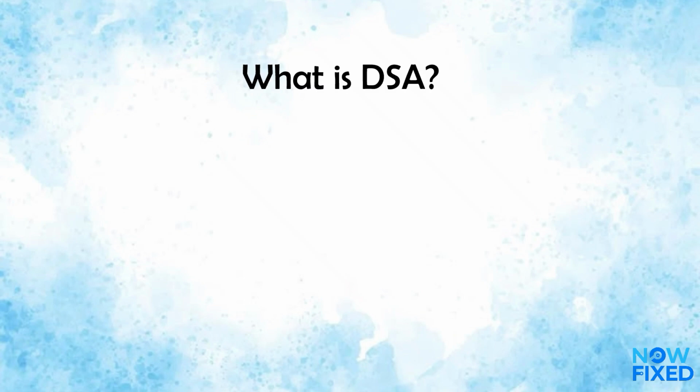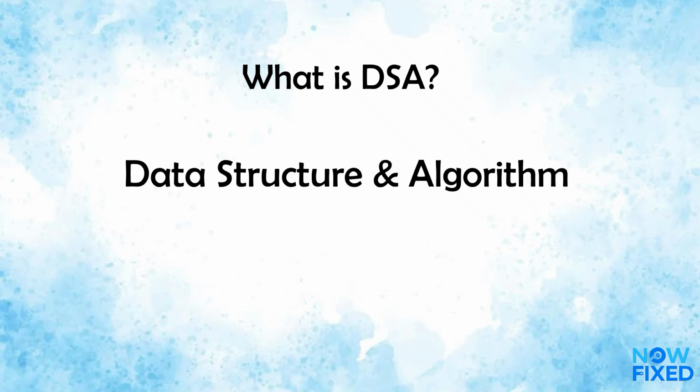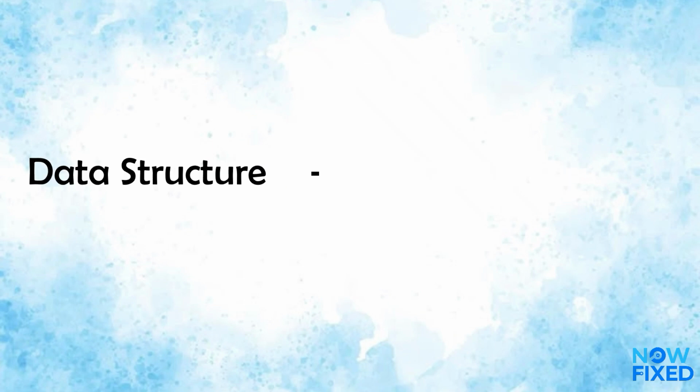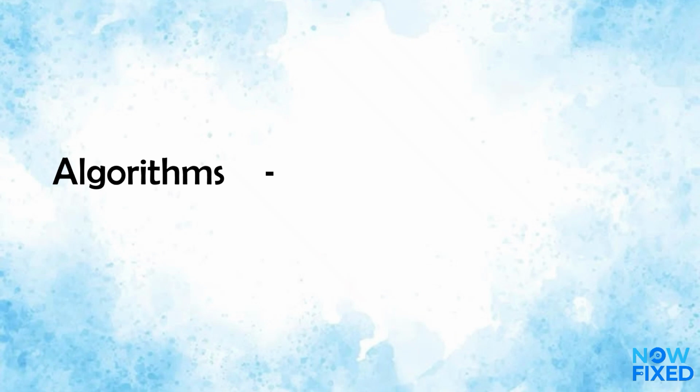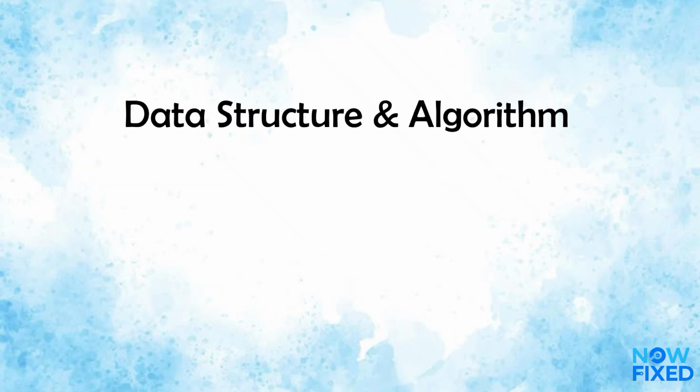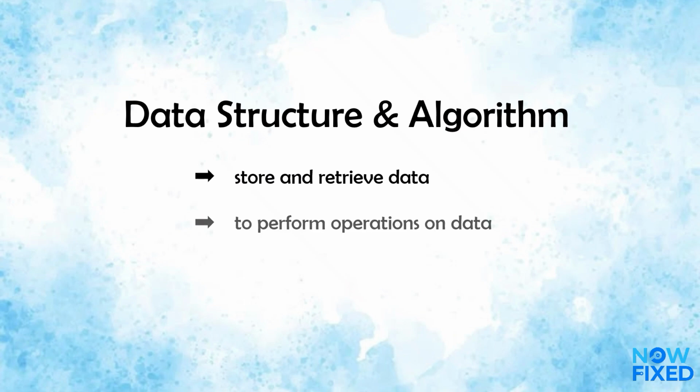So DSA stands for Data Structure and Algorithm. A data structure is a way of organizing and storing data, like arrays, stack, queue or trees, so we can use it efficiently. An algorithm is a step-by-step method or a process used to solve a problem. Together, data structure and algorithm is about finding efficient ways to store and retrieve data, to perform operations on data, and to solve specific problems.